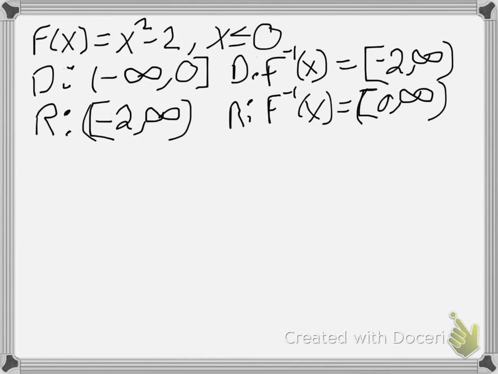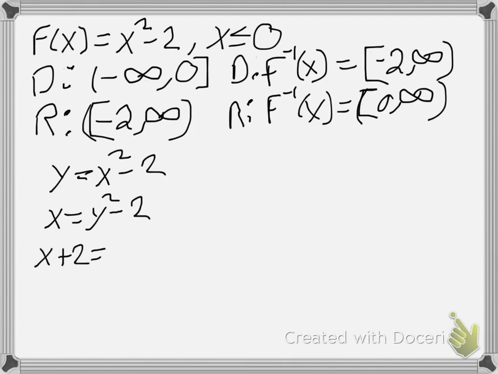Okay. So let's go ahead and find our inverse. First off, we have y equals x squared minus 2. Now I have x equals y squared minus 2. So I have x plus 2 equals y squared. So y equals plus or minus the square root of x plus 2. Remember, you have to do one or the other.